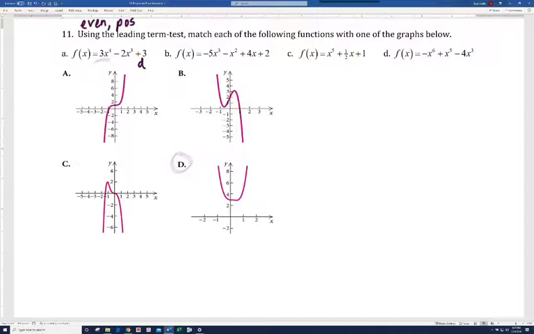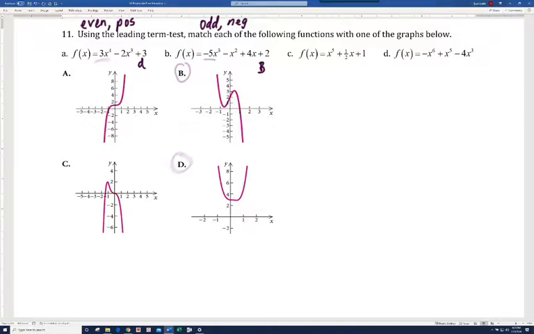All right, so on B, our leading term is negative 5x cubed, and so our degree is odd, and because of that negative 5, our leading coefficient is negative, and so this is what I called the reverse John Travolta. And so let's see, that would be letter B. And so let's go ahead and put B here. So actually B is the graph B.